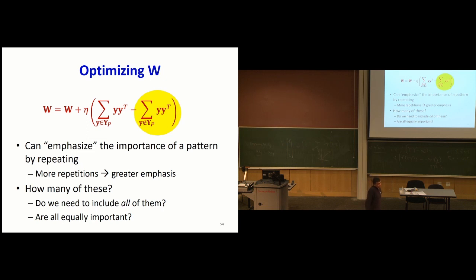This term is more complex, right? How many terms am I actually summing this over? I'm summing this over every pattern that I don't want to remember. So if I have n bit patterns, I'm summing over 2 raised to n possible patterns. That's an exponentially large number, right? So do I really need to perform this summation over all of them?